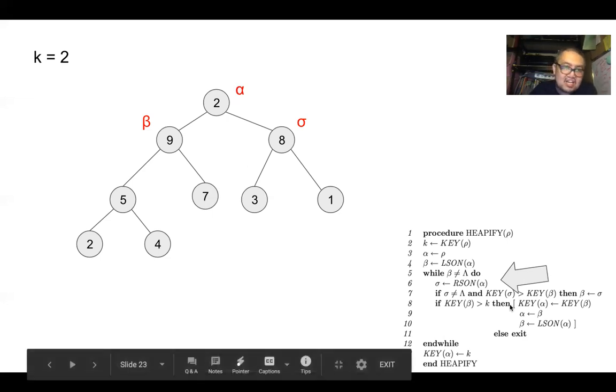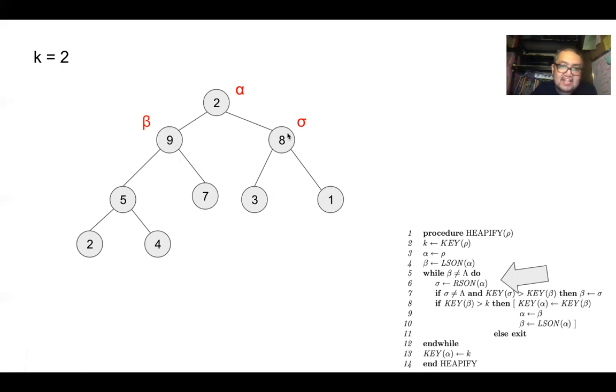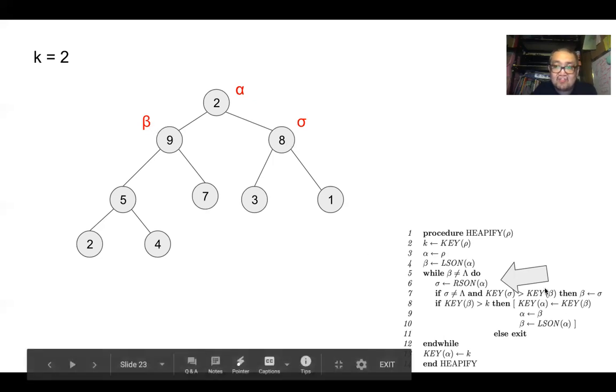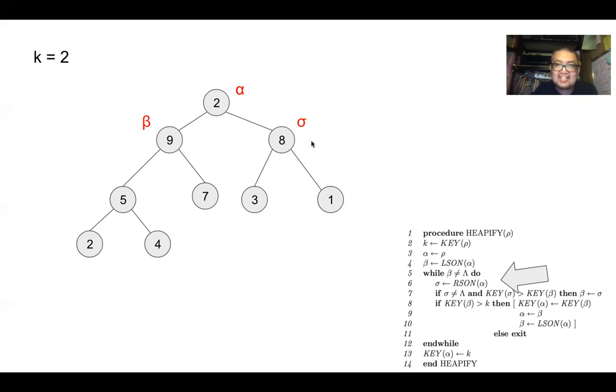We will compare the value of the key where beta points and the value of the key where sigma points. The larger key should be where beta will always point. So if this key is bigger than this, then we don't do anything, if beta is already pointing at it. However, if the value here at sigma is greater than the value here, then we will move beta to the other side, because we want beta to always contain the larger value. In this case, beta will not move because it already has the larger value between these two keys.